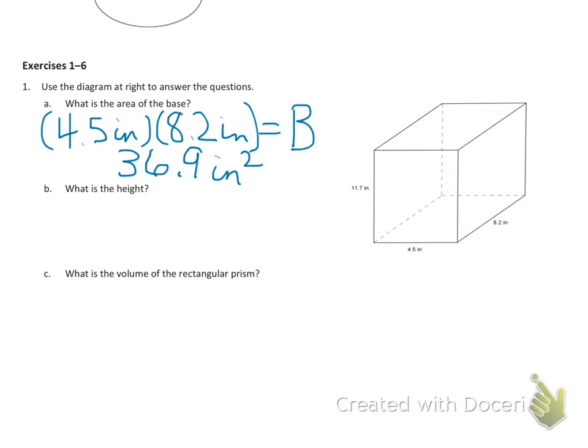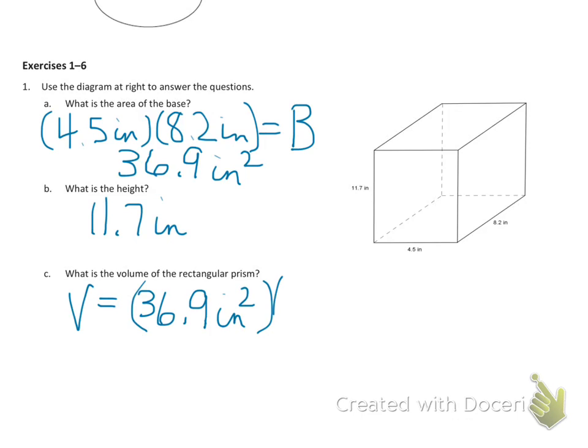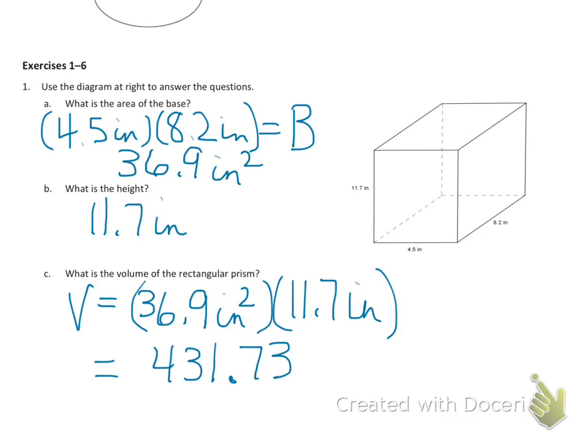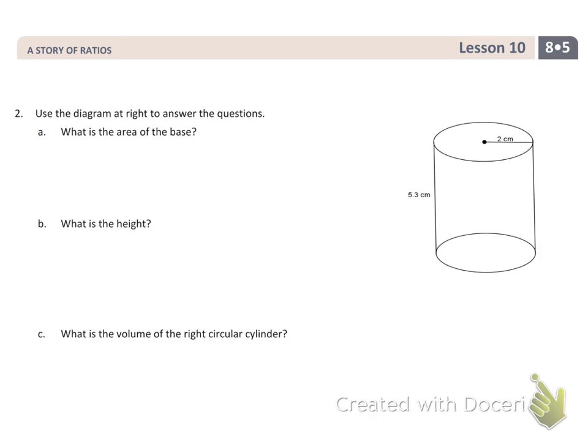What is the height? The height is 11.7 inches. And what is the volume of the rectangular prism? So the volume is equal to 36.9 inches squared times 11 7/10 inches. So that's going to give us 431, and these are obviously, well, maybe not obviously to you, but these are calculator problems, okay? Inches cubed. The important thing here is to be able to know how to find the volume, not to be able to do all that multiplication.